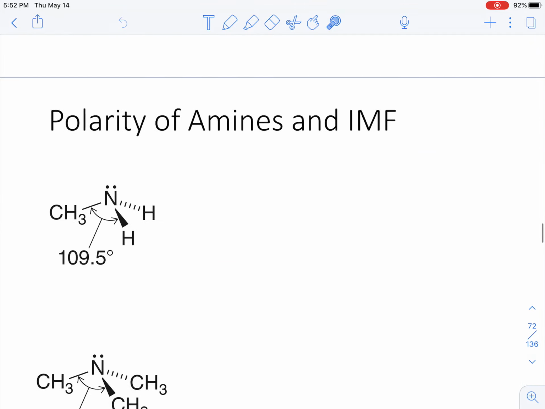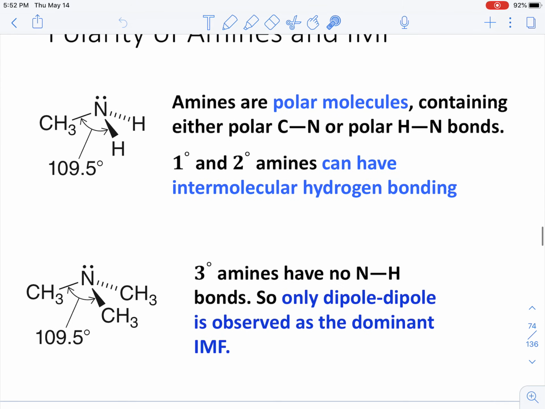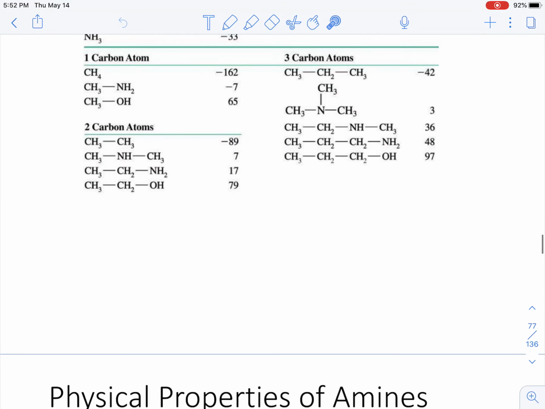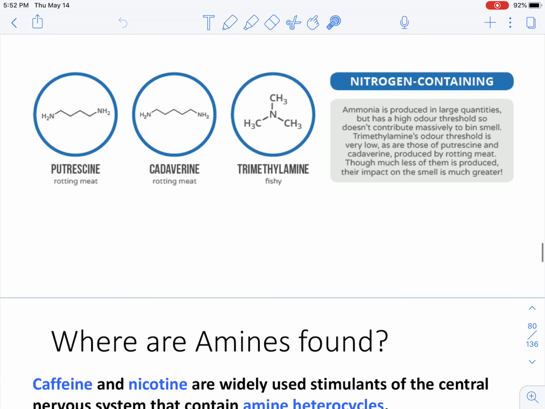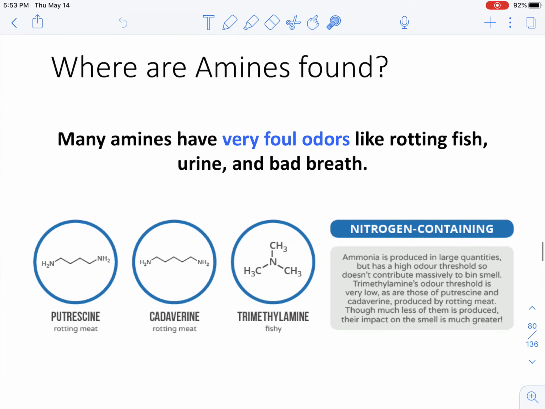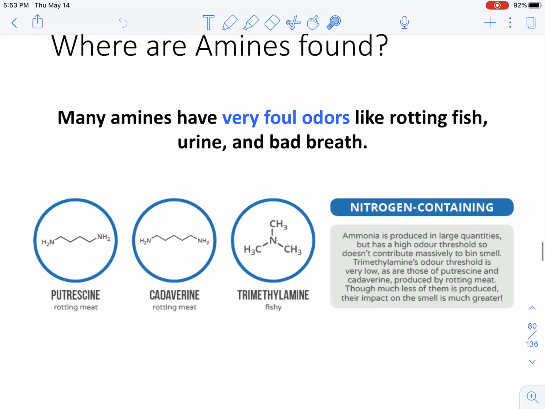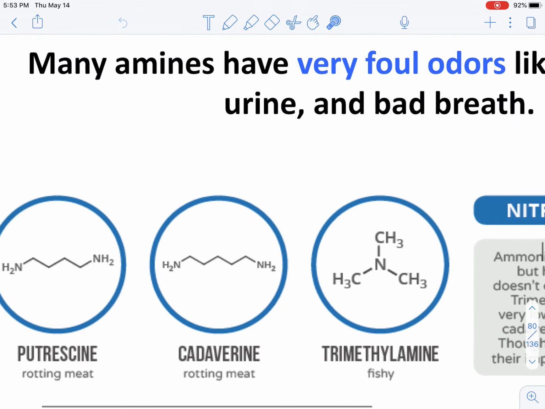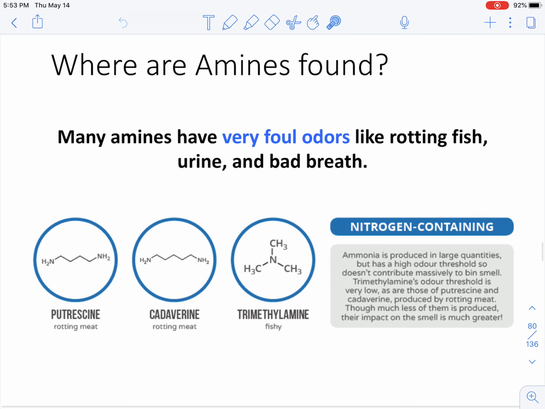Okay, so I'm going to skip the polarity of amines and intermolecular forces. You guys can just go ahead and read that on your own. And we're going to go straight to, actually, I do want to cover this part because this part is pretty interesting. And so where are amines typically found? And so amines are typically associated to odors that are foul, such as like rotting fish, urine, and bad breath.